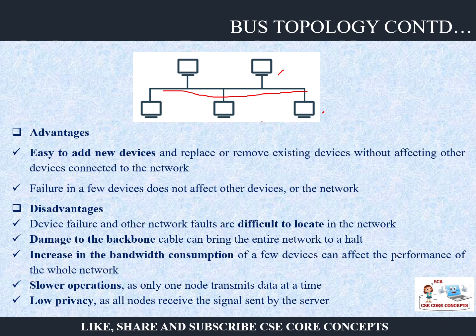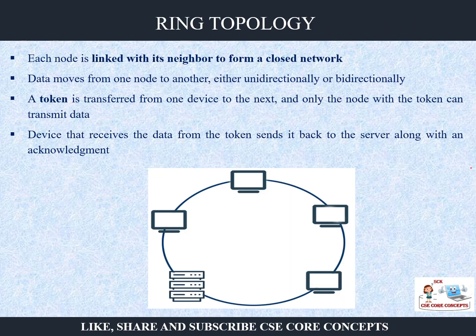And the bandwidth required is quite high here because a few devices can affect the performance of the whole network. Operations are quite slow because the address of the data is checked with all the nodes, and in the worst case, if the last node is where the data belongs, it has to pass through all of them. And the privacy is quite low since all the nodes will understand that some data is traveling to a particular destination address. So these are some of the disadvantages of the bus topology.